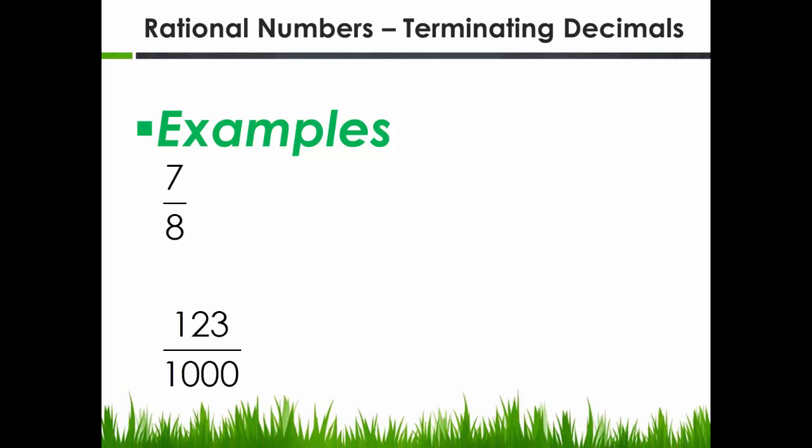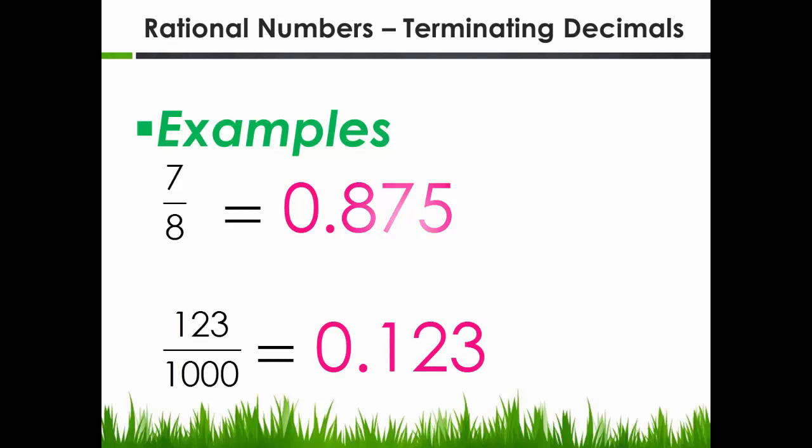Rational numbers also have a terminating decimal. So on these, when you type them in and toggle your answer, the decimal stops.